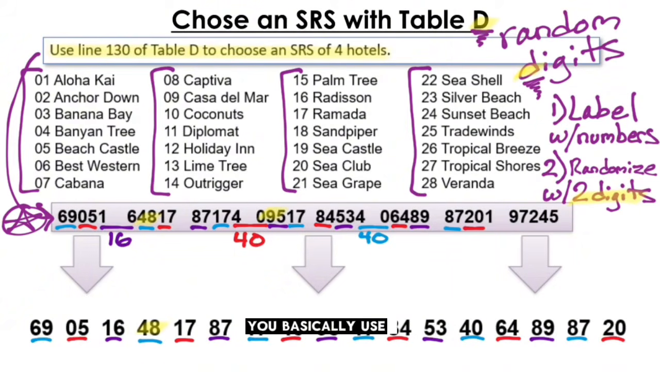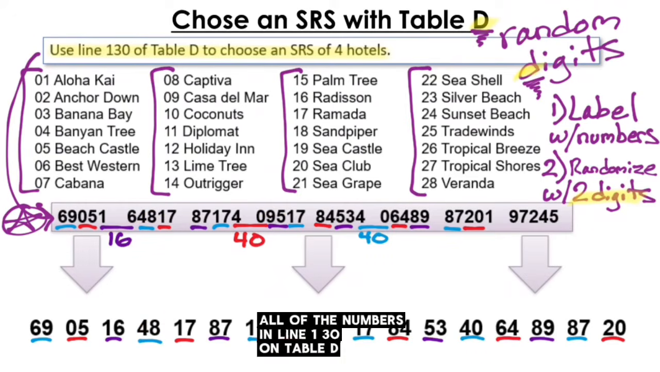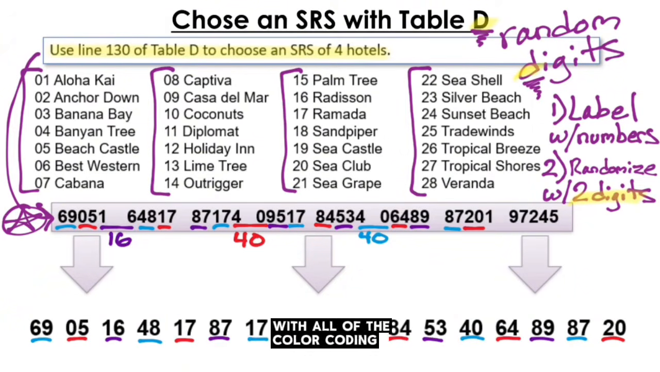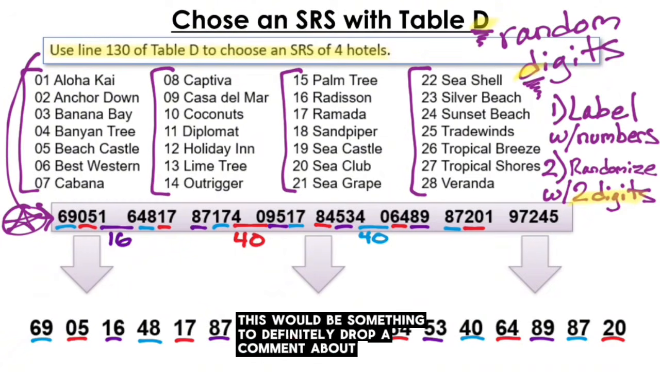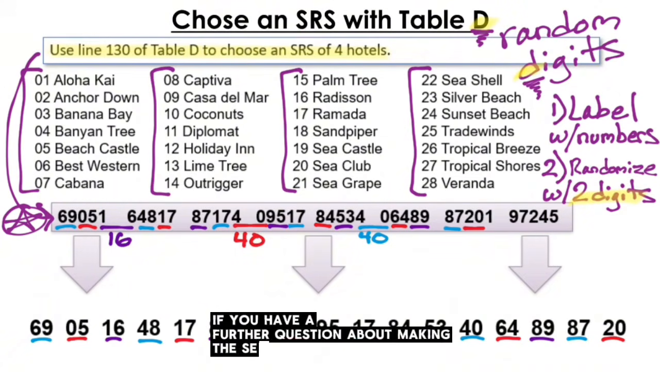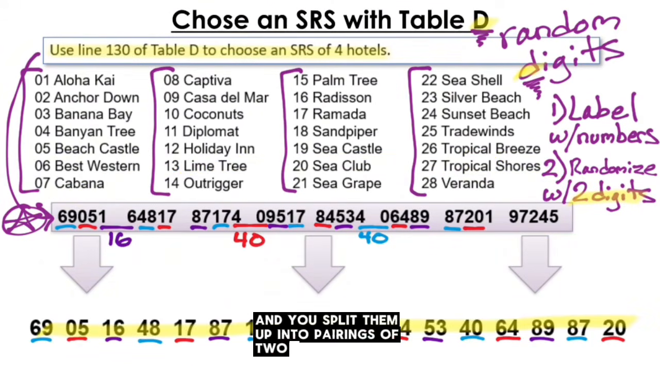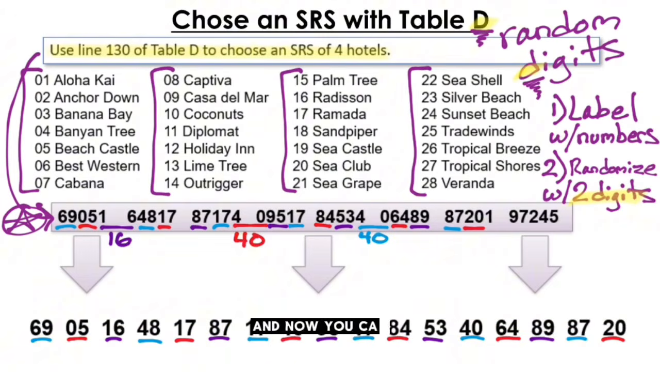You basically use all of the numbers in line 130 on Table D to create enough two-digit characters where you can now make your selection. So hopefully this has been enough of an explanation with all of the color coding. This would be something to definitely drop a comment about if you have a further question about making this selection of numbers. But in essence, you take all of those digits and you split them up into pairings of 2 digits at a time, and now you can make your selection.